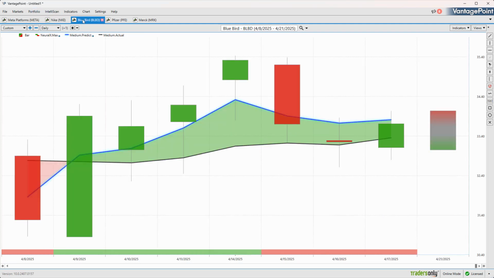Now, let's move on to Bluebird. I took a look at this last week, and it's really just a good example of highlighting, again, the short-term forecasting of VantagePoint. Now, markets are very bearish. There are not a lot of areas where we're seeing our predicted moving averages above our actual moving average.